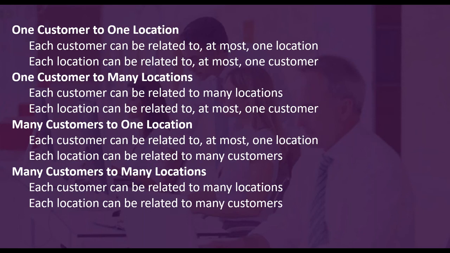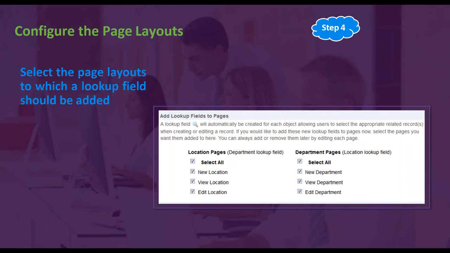In a situation where we say one location, or in this case, one customer to many locations, the customer can be assigned to many locations, but the location can only be assigned to one specific customer. So that's rather restrictive. Many customers to one location is just the opposite. So the customer is related to one location, but the location can support many customers. Many to many means virtually any combination.